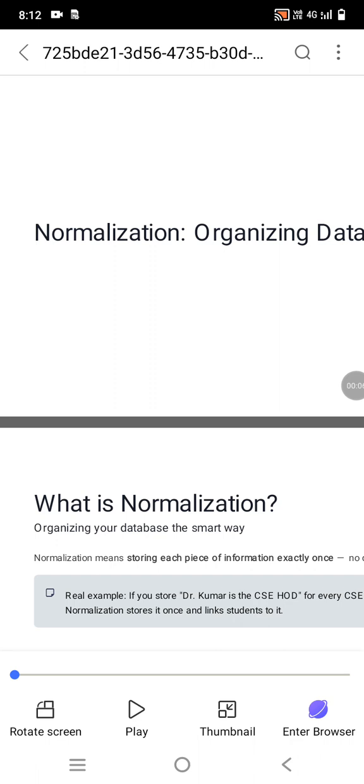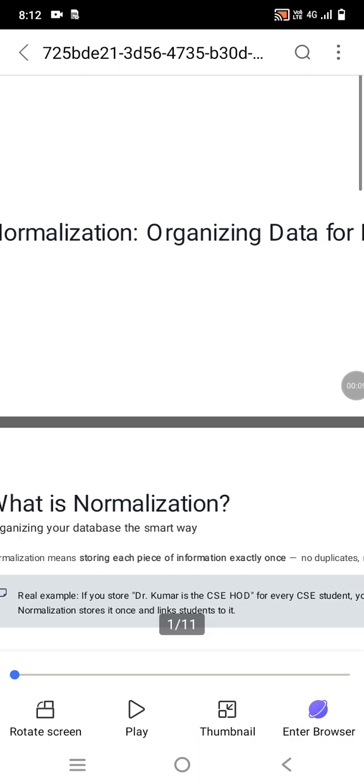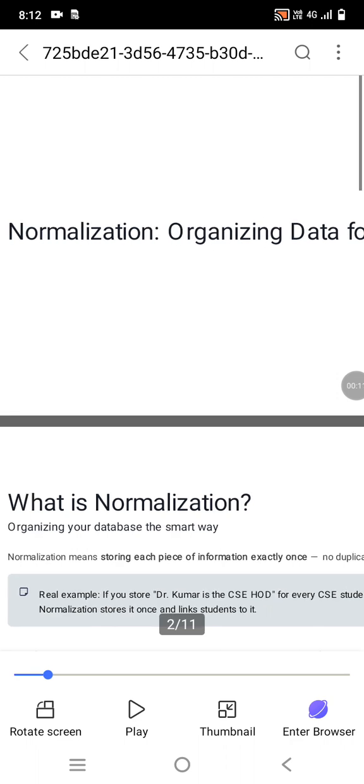Today we are discussing the topic of normalization. Normalization is a very important topic in DBMS. Normalization is nothing but organizing your database in a smart way. Next, normalization is nothing but storing each piece of information exactly once.